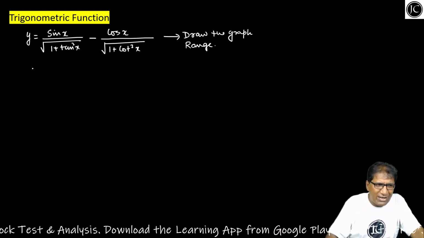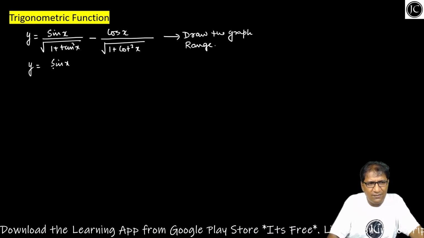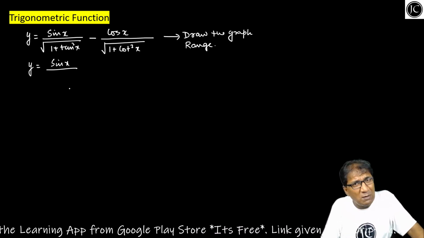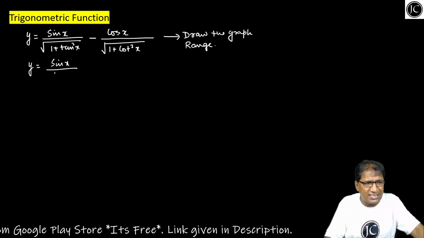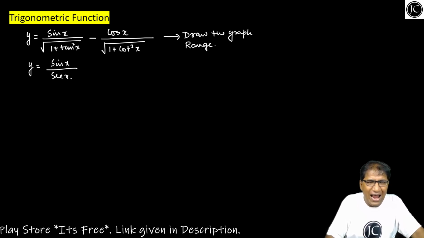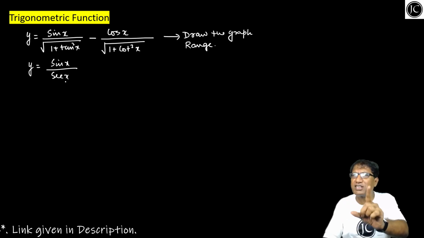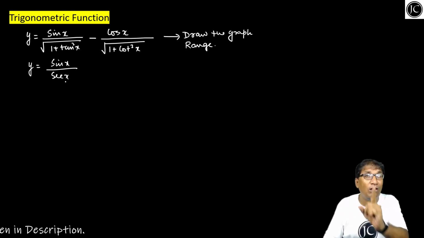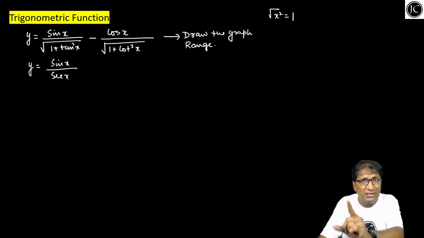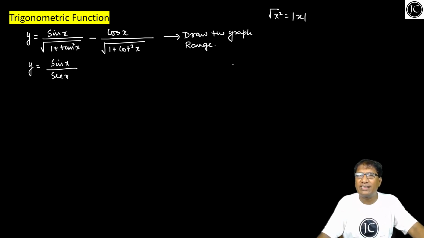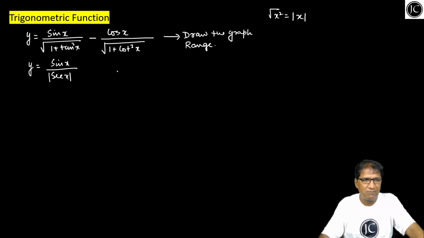Okay, now let us try to draw the graph of this. y is equal to what? Sin x divided by root over of 1 plus tan square x. 1 plus tan square x is sec square x. And root over of sec square x, if you write sec x, it will be wrong. Why? Because I taught you anything which comes out of a root sign is always with a mod sign. Anything which comes out of a root sign, remember this, it's always with a mod sign. Therefore, it will be mod of sec x, correct?